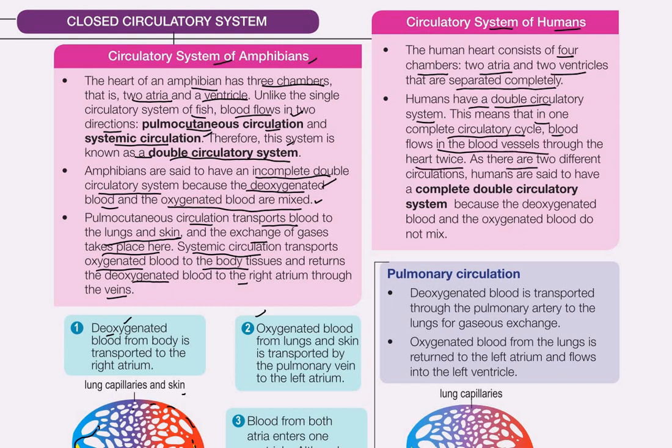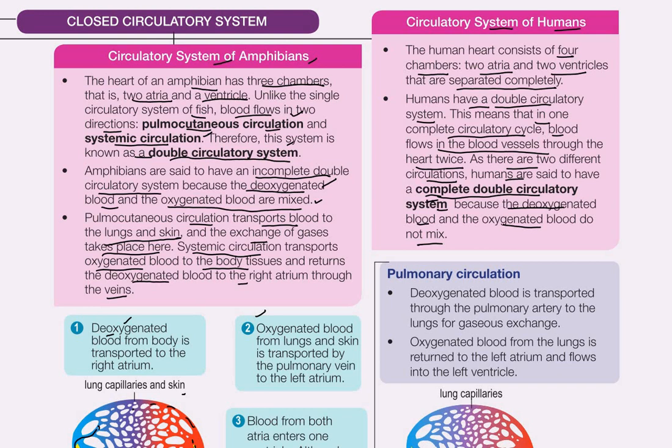As there are 2 different circulations, humans are said to have a complete double circulatory system because the deoxygenated blood and the oxygenated blood do not mix. So humans have a double circulatory system because the blood will flow 2 times through the heart. Okay, and also the oxygenated blood and deoxygenated blood will not mix. That's why the system is known as a complete double circulatory system.